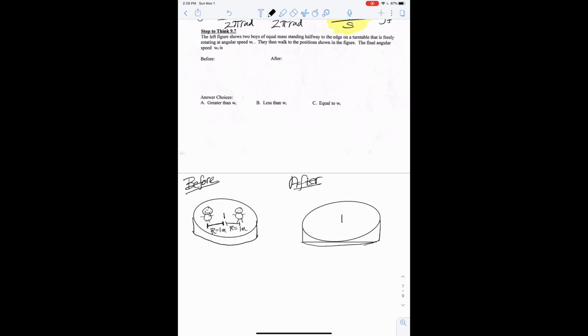All right. So one of them is going to stand right in the center, so his or her moment of inertia isn't going to matter, because their R is going to be 0, right here. And the R of this one is going to equal 2 meters. Okay. And so I'll just write that down, that this one has an R of 0 meters.